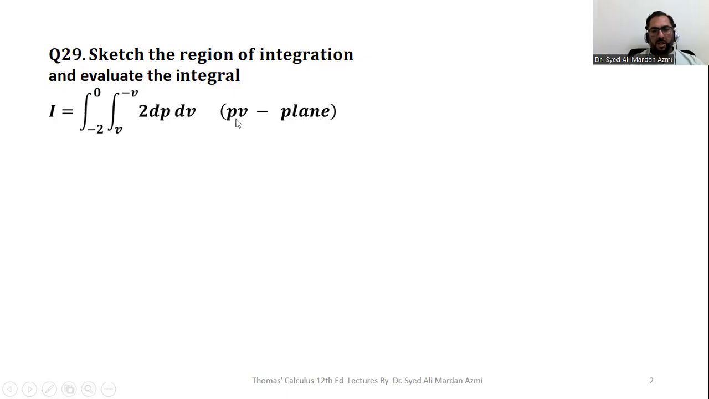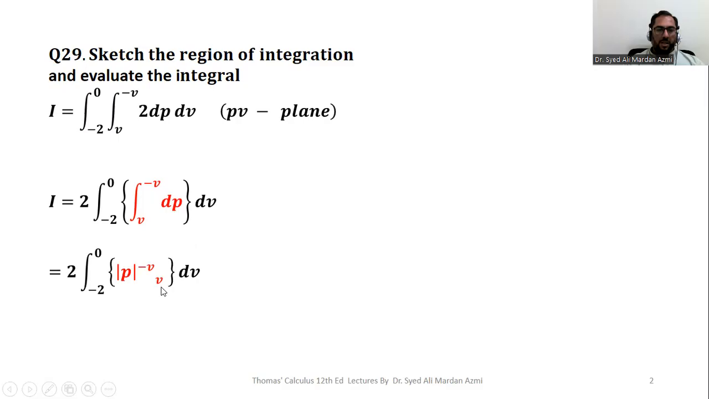We have a PV plane. PV plane means our horizontal axis will be the p axis and the vertical axis will be the v axis. As this integral is very simple, we will solve it first and then we will discuss its region. With respect to p, 2 is constant, we can take it outside, and the integration of dp will be p. In the next step, after integration, we will apply the limits with the help of the fundamental theorem of calculus, upper limit minus lower limit. For the upper limit, we replace p with minus v, minus the lower limit, which is v.